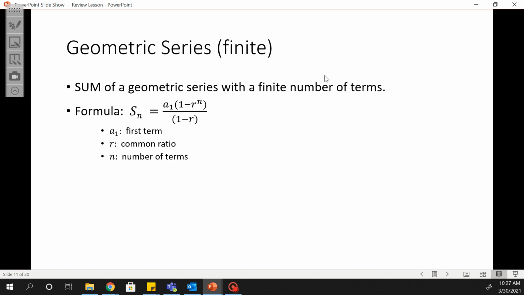Now, you can also have a geometric series, which is finite. Arithmetic and geometric series can be finite, and that's the first thing we're looking at. This is a sum of a geometric series, or sequence is what that should say, with a finite number of terms. The formula, and this is probably the most difficult formula to use in these topics, the sum is equal to a1 times 1 minus r to the n over 1 minus r, where a1 is the first term, r is the common ratio, and n is the number of terms.